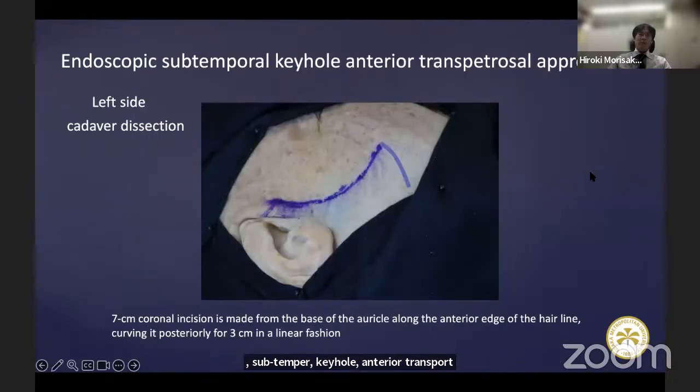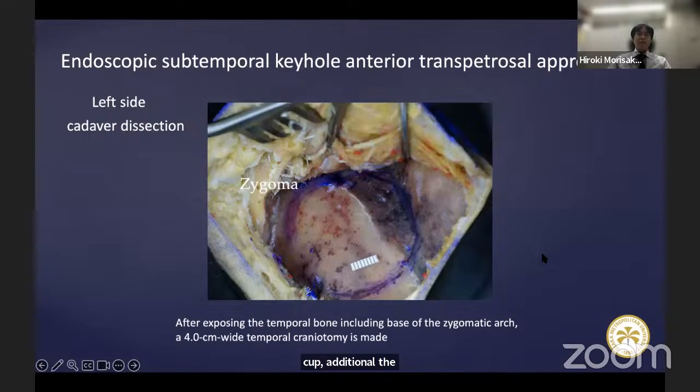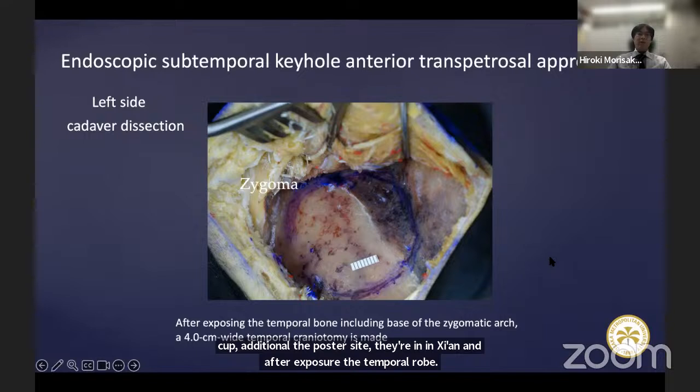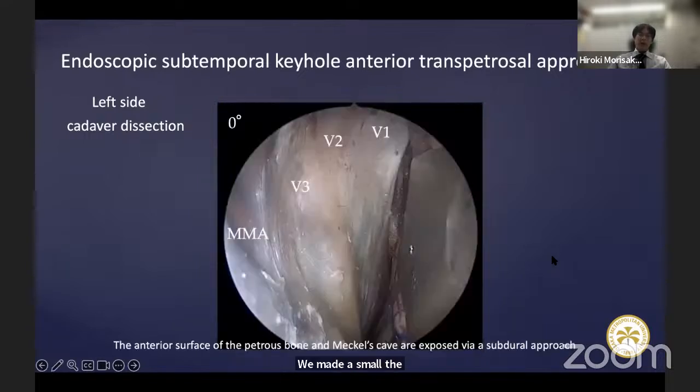At first, I will explain the details of the procedure. The skin incision was like this: an almost linear skin incision along the anterior edge of the hairline, and a slightly curved additional posterior linear incision. After exposure of the temporal lobe, we made a small temporal craniotomy. And after cutting the dura mater of the temporal base, we introduced the endoscope.